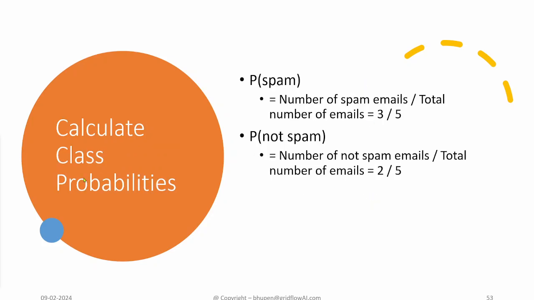The next step is to find out the class probability, which is quite easy. Probability of spam is the number of spam mails divided by the total number of records in the dataset. Probability of not spam is the number of not spam emails divided by the total number of samples. So we first compute the class probabilities.